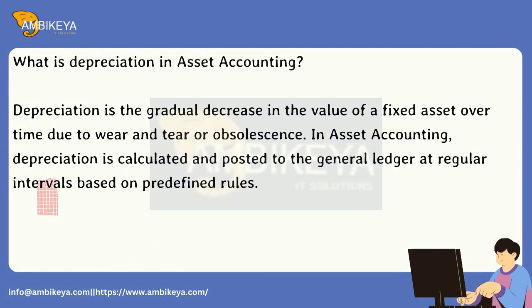What is depreciation in asset accounting? Depreciation is the gradual decrease in the value of a fixed asset over time due to wear and tear or obsolescence. In asset accounting, depreciation is calculated and posted to the general ledger at regular intervals based on predefined rules.